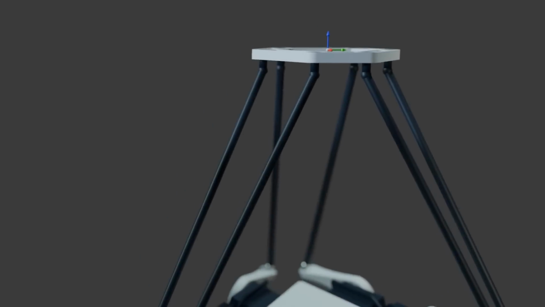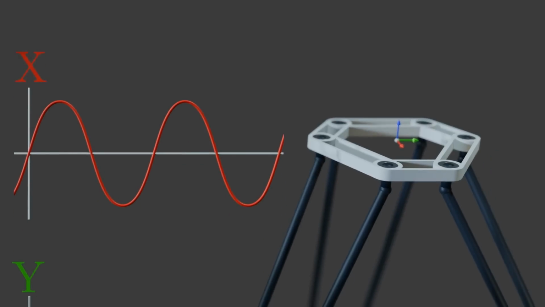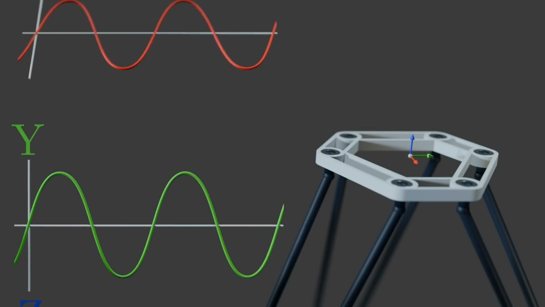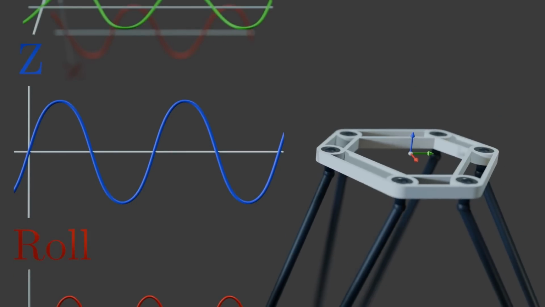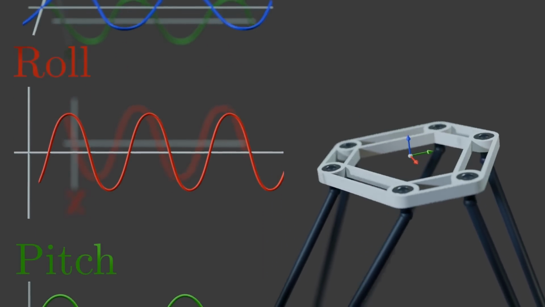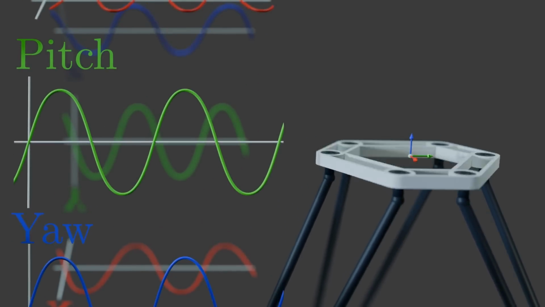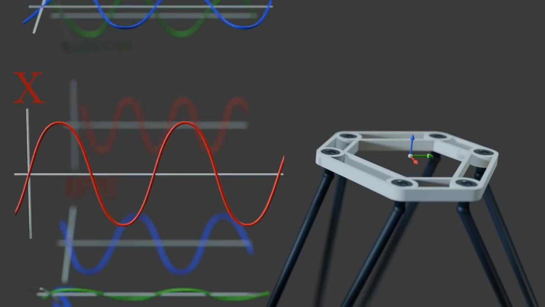This still leaves a lot of possibilities for ways to define a solution, but the one I came up with was to use a combination of sine waves, one for each degree of freedom. These will create repetitive motion in x, y, and z, the translational degrees of freedom, as well as in roll, pitch, and yaw, the rotational ones.